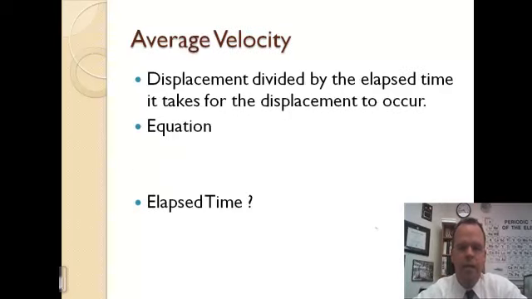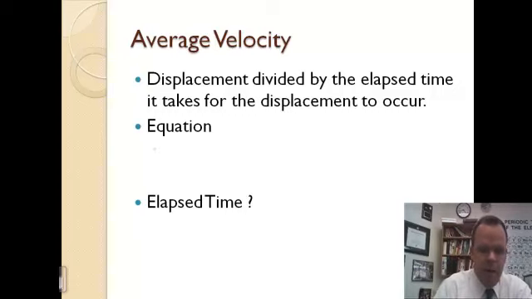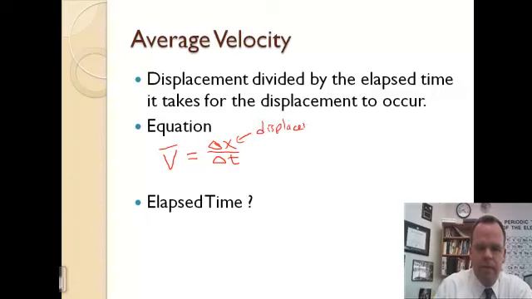Now, when we talk about velocity, we are generally talking about average velocity. Average velocity is found by doing the displacement divided by the elapsed time. So we get the equation average velocity, v with a line over it, equals delta x, change in position, otherwise known as displacement, over delta t, which is elapsed time. So displacement over the change in time, or what's known as the elapsed time.